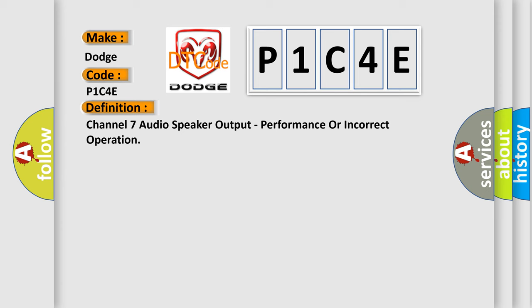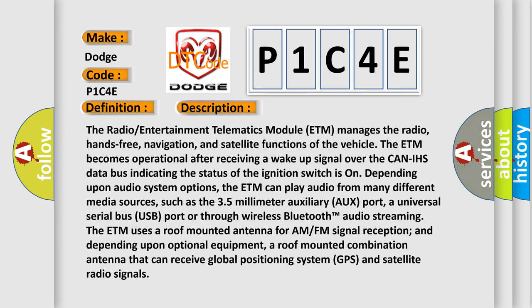And now this is a short description of this DTC code. The Radio Entertainment Telematics Module, ETM, manages the radio, hands-free, navigation, and satellite functions of the vehicle. The ETM becomes operational after receiving a wake-up signal over the CAN IHS data bus indicating the status of the ignition switch is on. Depending upon audio system options, the ETM can play audio from many different media sources, such as the 3.5mm auxiliary port, a universal serial bus USB port, or through wireless Bluetooth audio streaming. The ETM uses a roof-mounted antenna for AM/FM signal reception and, depending upon optional equipment, a roof-mounted combination antenna that can receive global positioning system GPS and satellite radio signals.